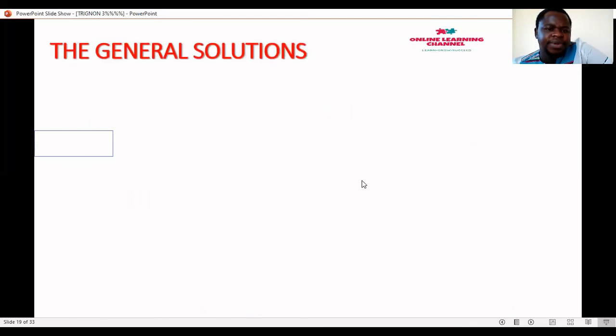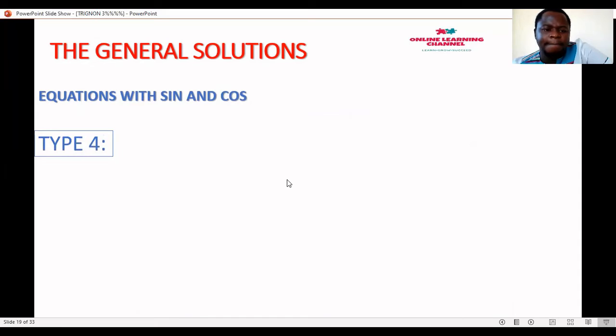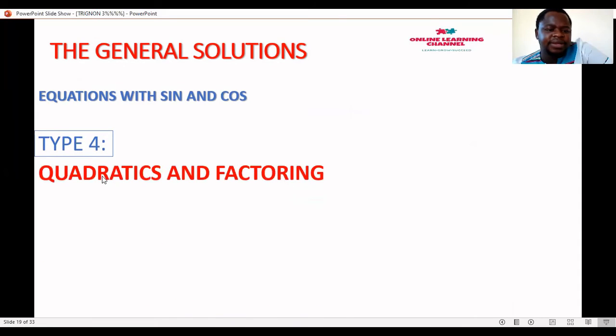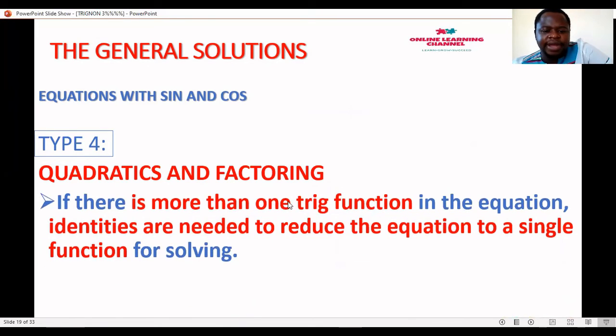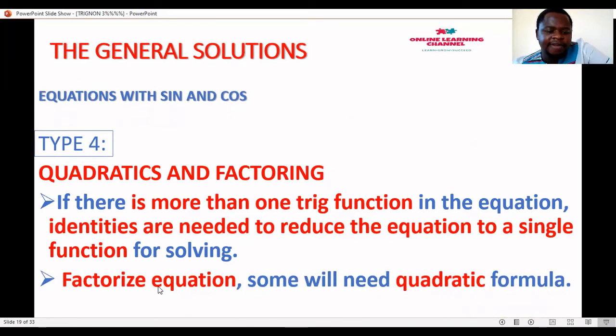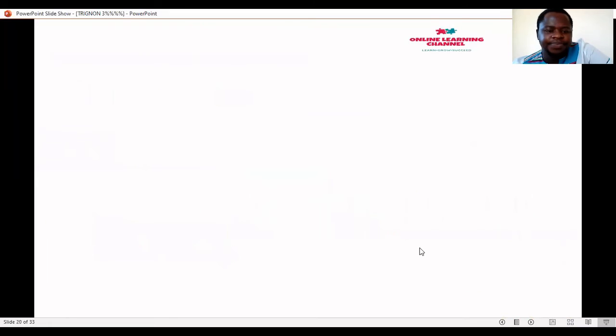So now let's look at type 4, quadratics and factorization. If there is more than one trig function in the equation, identities are needed to reduce the equation to a single function for solving. Factorize the equation, some will need the quadratic formula.